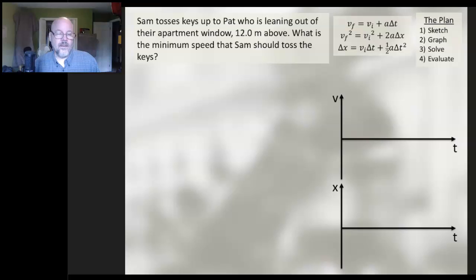So in this video, I'm going to do two variations on this particular question where Sam is down below and he tosses some keys up to Pat, who's up above. We want to find out what's the minimum speed that the keys have to be tossed in order for them to get up to the top. Okay, so let's make our sketch. We're going to follow the plan.